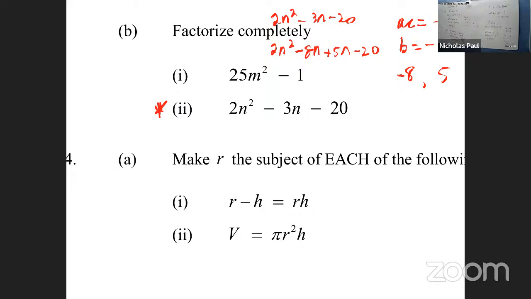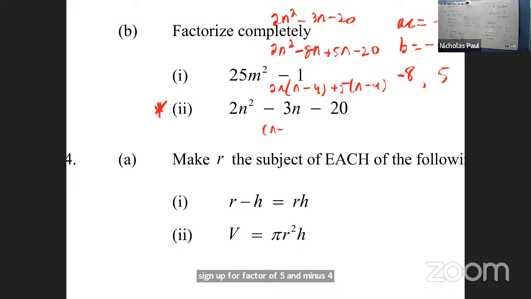All right, so you'll factor out 2n, that's n minus 4, factor out 5, n minus 4. They both have n minus 4 in common. So you'll get n minus 4, 2n plus 5.